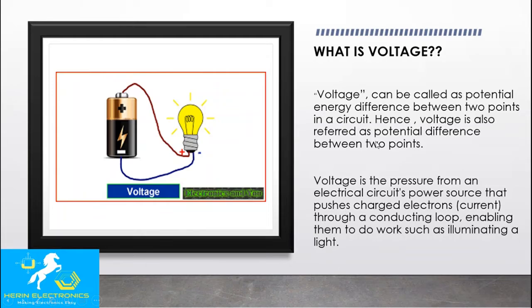Voltage can be called the potential energy difference between 2 points in a circuit. Hence, voltage is also referred to as the potential difference between 2 points. Voltage is the pressure from an electrical circuit's power source that pushes charged electrons through a conducting loop, enabling them to do work such as illuminating a light. Here in this circuit, the battery is the power source, whereas the bulb is our output. Being a power source, it creates pressure across its terminals, making the charged electrons move in a single direction, forming a conducting loop. In turn, it makes the bulb glow.